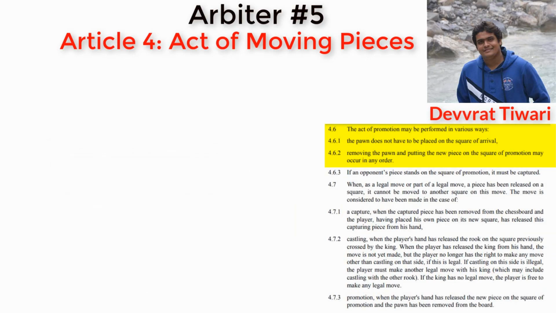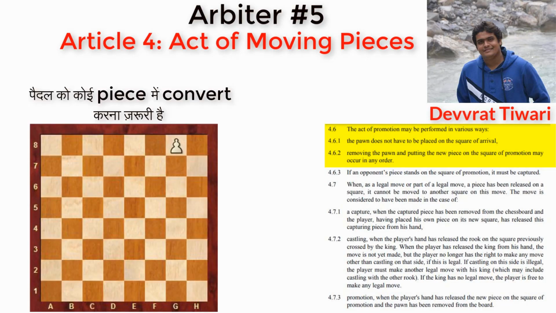Our next article is Article 4.6, which talks about how a pawn should be promoted. Obviously, this move also involves a player getting in contact with two different pieces. One is the pawn and the other is a new piece that is being brought onto the board. So you need to have a clear understanding of how a pawn should be promoted and what the correct procedure is.